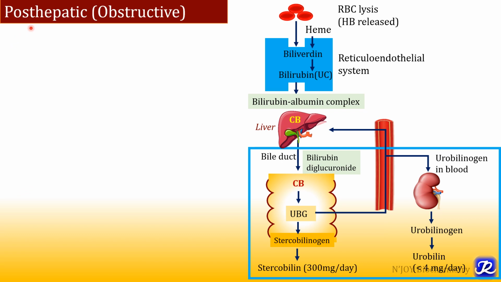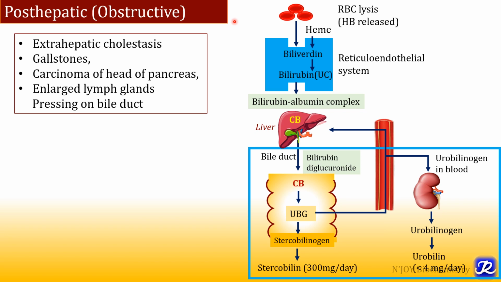Coming to the post-hepatic or obstructive jaundice. Now this will include this phase of heme catabolism, right from the flow of bile from the gallbladder into the intestine. So if there is any defect in this stage of heme catabolism, it will result in post-hepatic or obstructive jaundice. The causes are extrahepatic cholestasis, gallstones, carcinoma of head of pancreas, and enlarged lymph glands pressing on the bile duct.